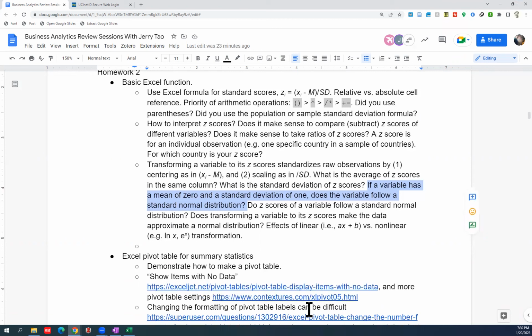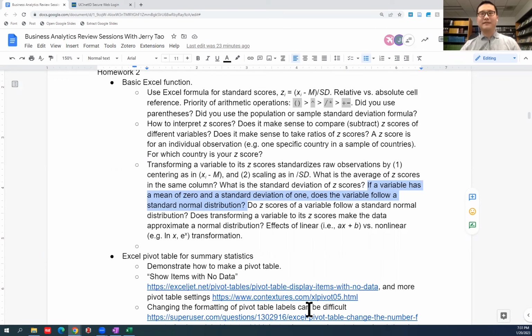Jerry, are you saying that if the z-score had the mean of 0 and the standard deviation of 1, then it would, but because we're looking at a variable, it does not? That's when it's no? No, let me emphasize what I meant. The answer to this question is no, which means if a variable has a mean of 0 and a standard deviation of 1, it does not necessarily follow a standard normal distribution.